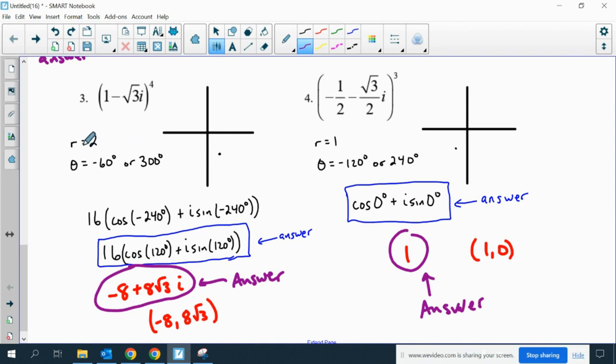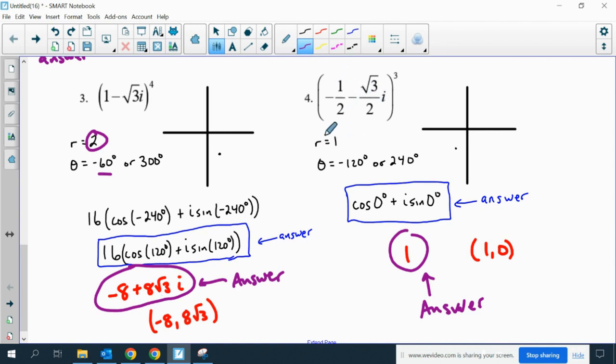But radius is 2 here. Angle is negative 60. I'm probably going to use the negative 60 just because it's easier. And then I'm going to change it to 120 if I was asked to write the answer in polar complex form. But 2 to the 4th and then negative 60 times 4.